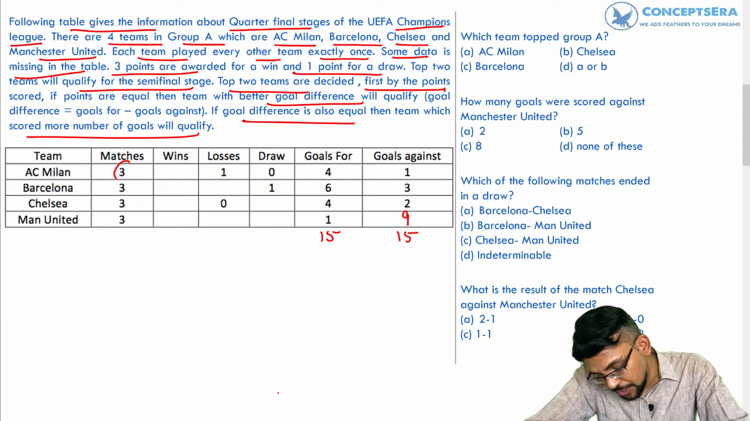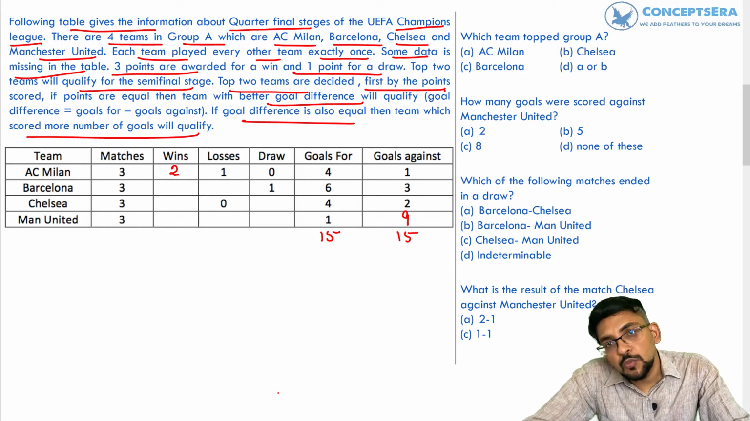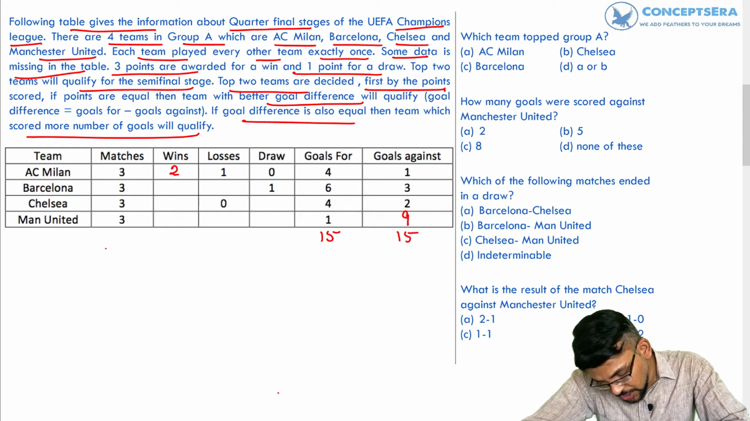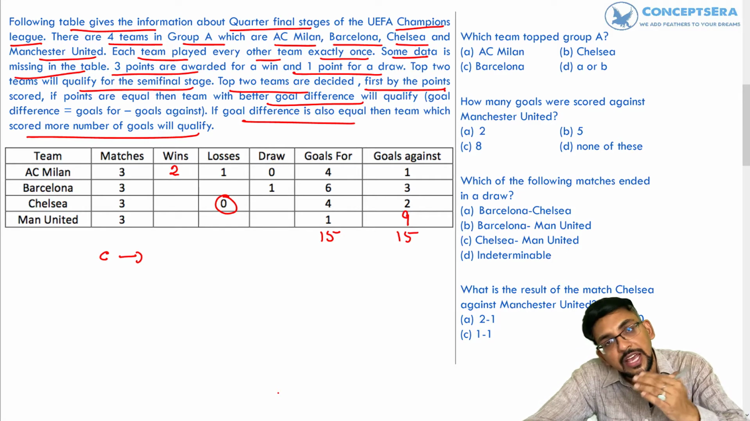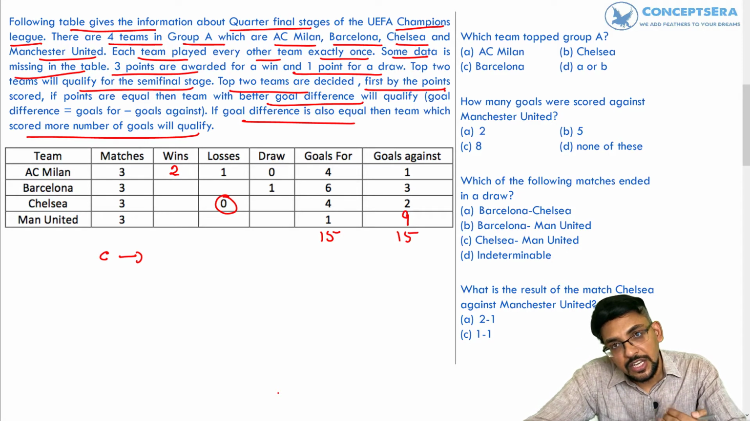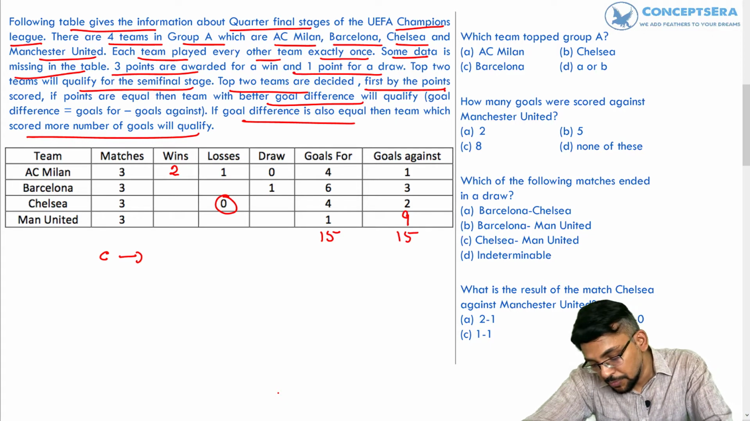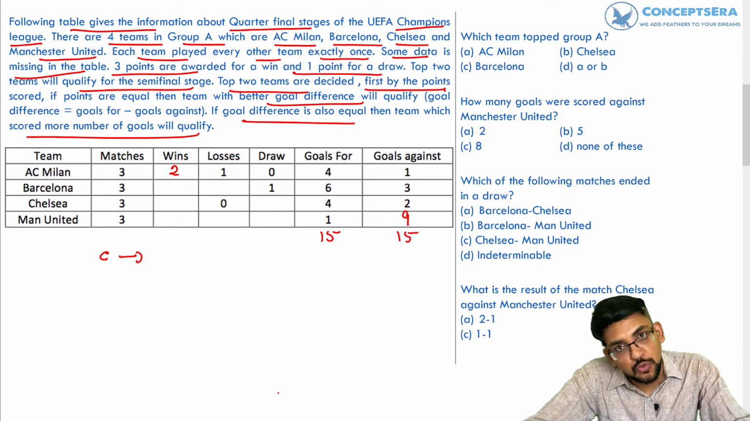As we know, AC Milan played 3 matches. Out of 3 matches, no draw and 1 loss. So AC Milan won 2 matches. Now let's move and see Chelsea here. If you see, Chelsea played 3 matches and out of 3 matches, no loss. And if you see AC Milan, there is no draw. So when the match happened between AC Milan and Chelsea, it cannot be a draw and Chelsea cannot lose any match. It means in that match, Chelsea was the winner.